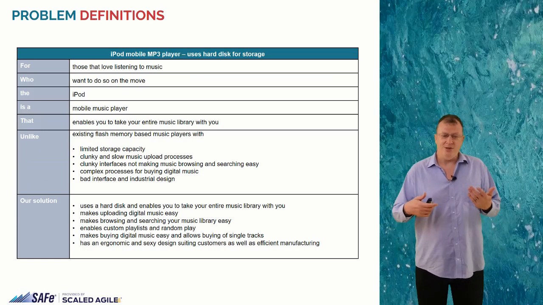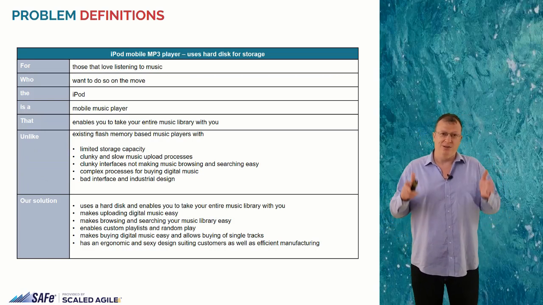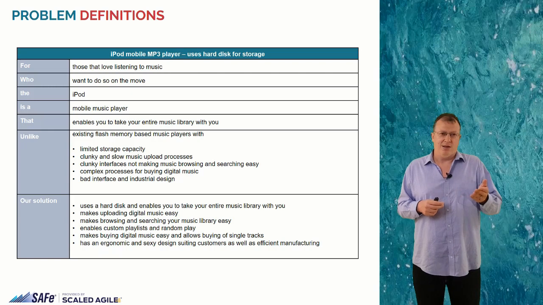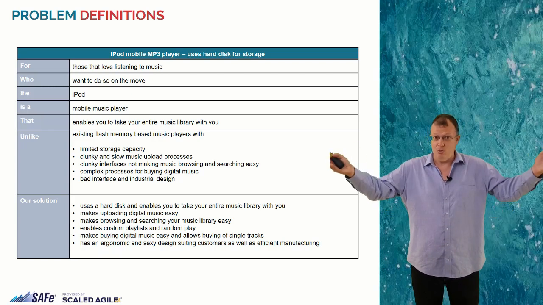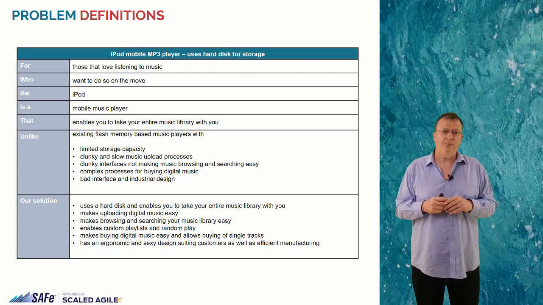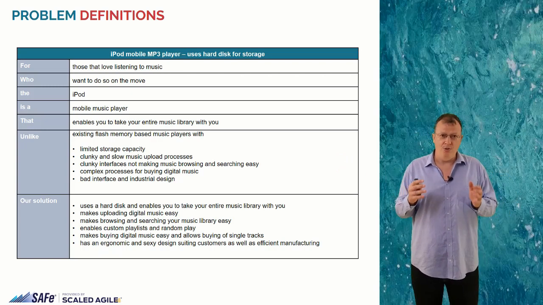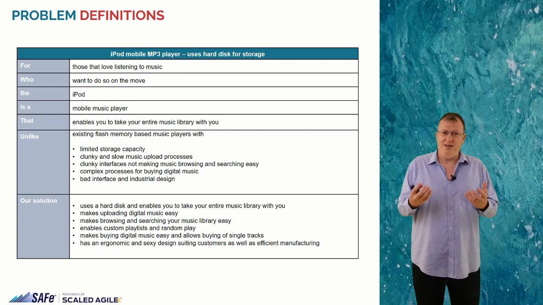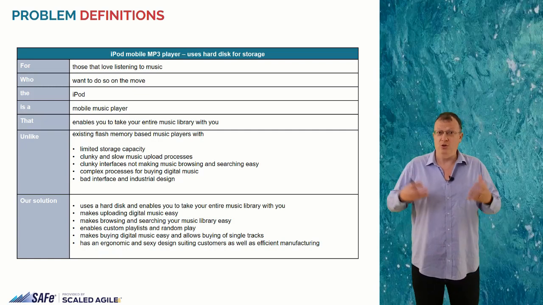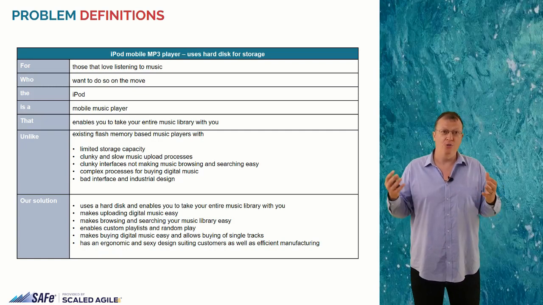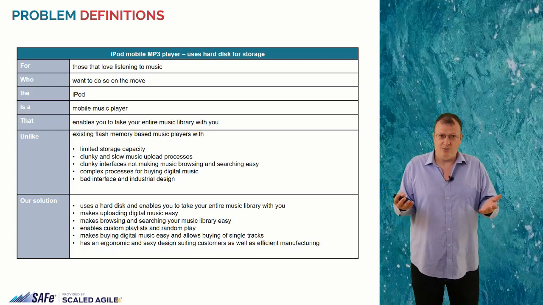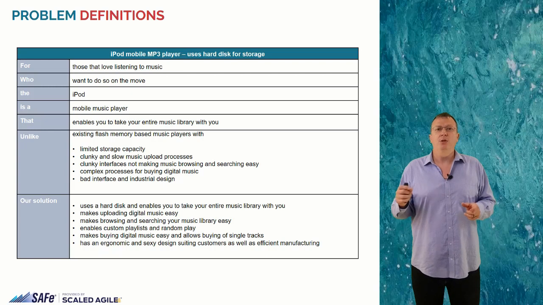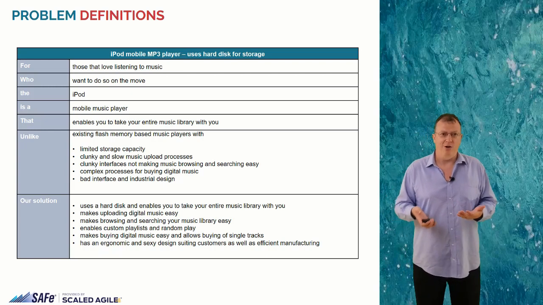And again, if we take the iPod example and reformulate it in this format, we get something like the following. For those that love listening to music, that is your customer segment, who want to do so on the move. That's their need, what do they want to achieve, what's the job to be done. So listening to music on the move is kind of the job to be done. The iPod, which is our name for this product, is a mobile music player, which is the category of product.